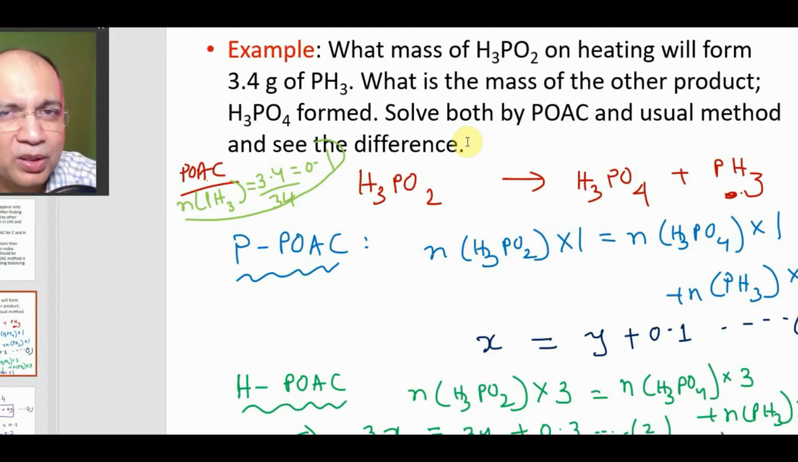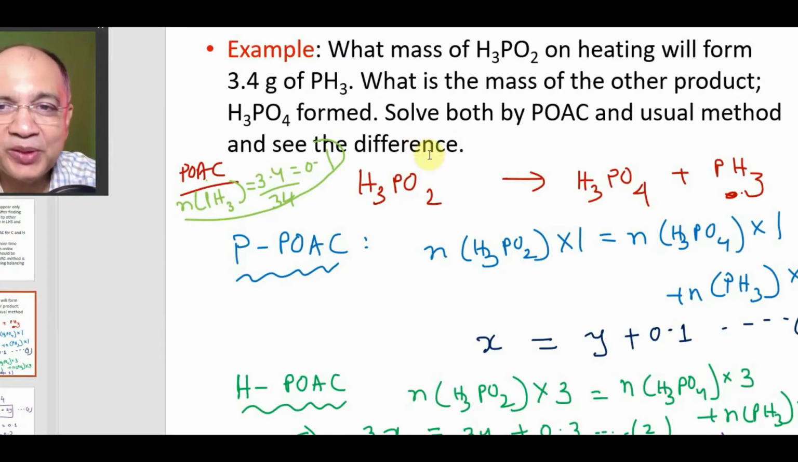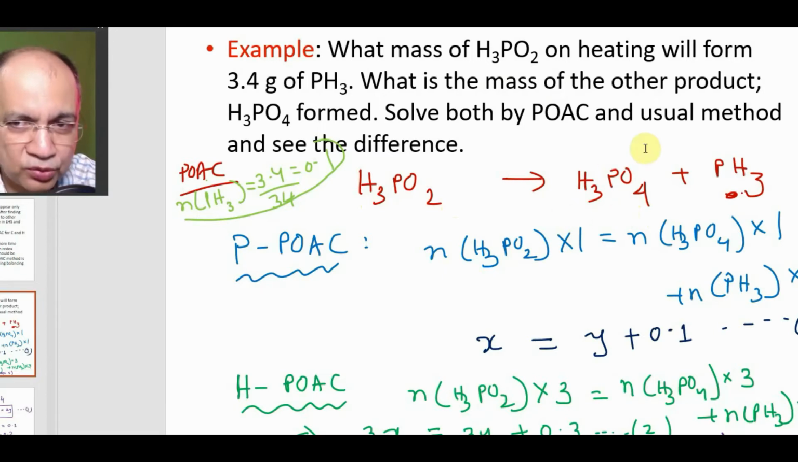Our objective will be fulfilled by equalizing the number of moles of atoms of each element. I repeat, the number of moles of atoms, right? So, in this reaction, hypophosphorus acid is heated to produce phosphoric acid, that is orthophosphoric acid, and phosphine gas. It is asking what mass of this on heating will produce 3.4 gram of phosphine. What is the mass of the other product?